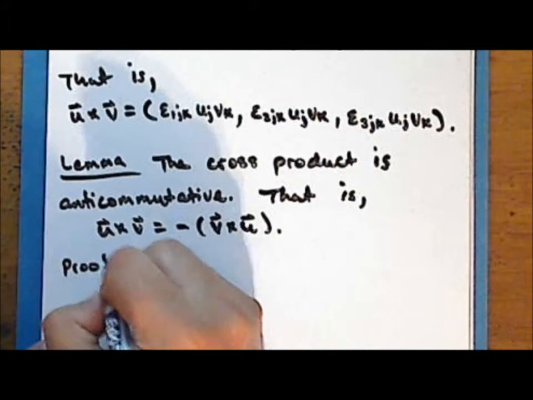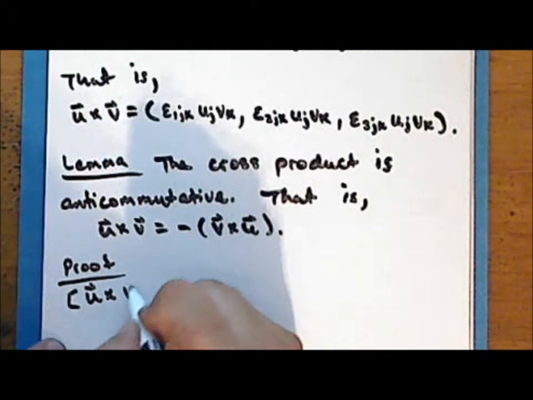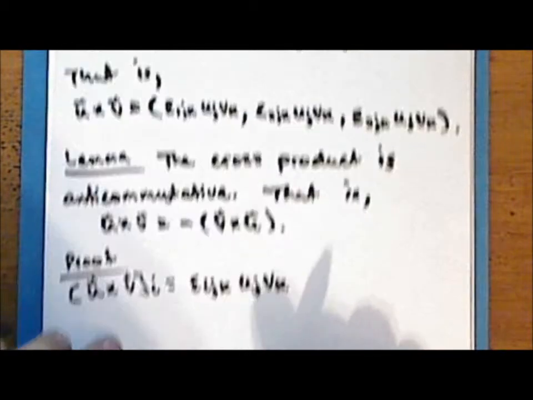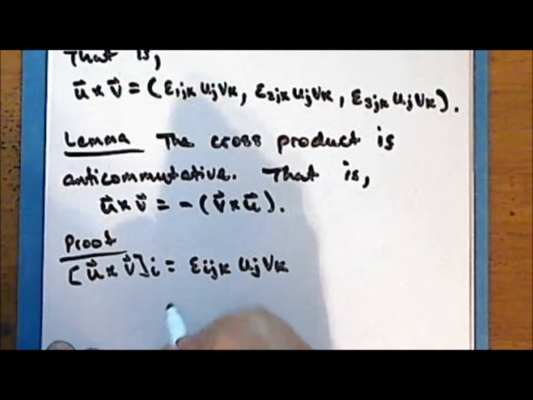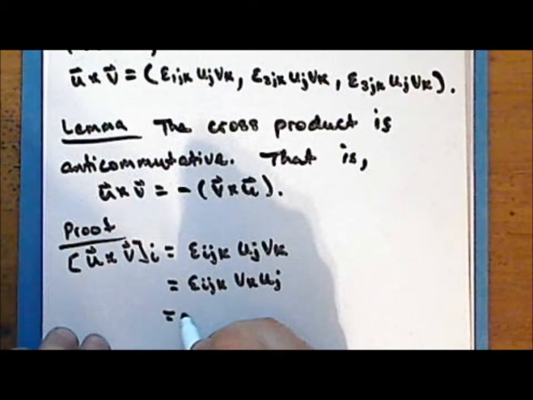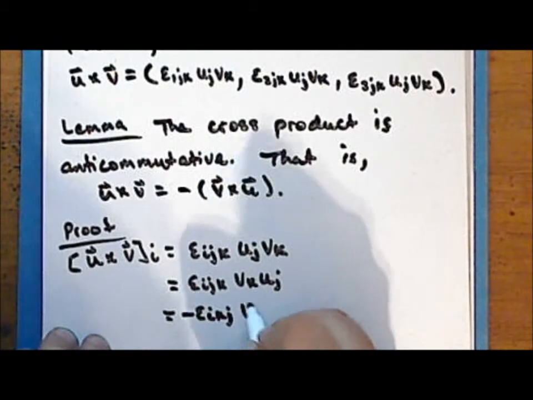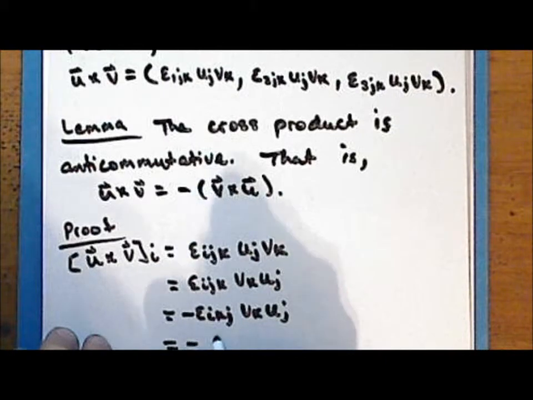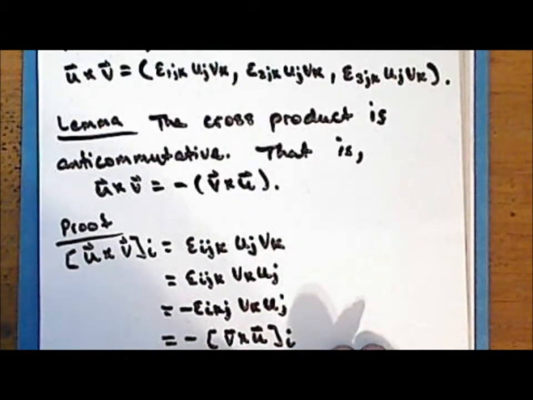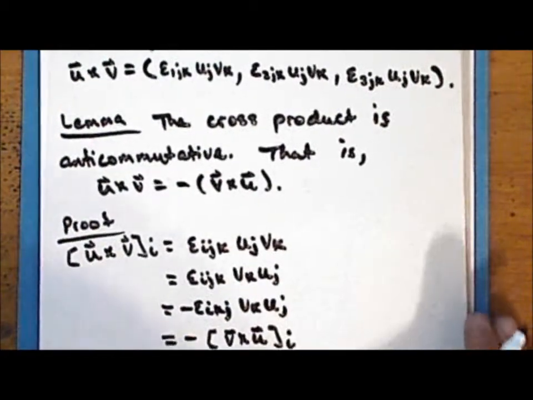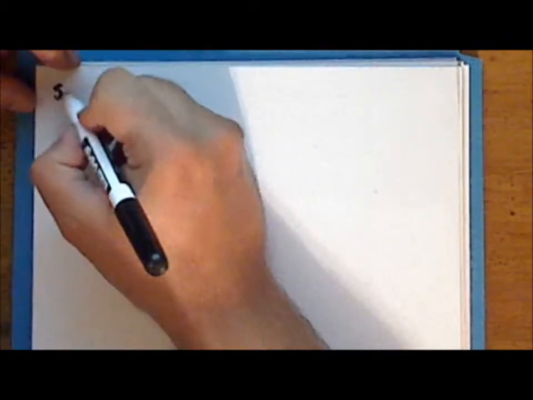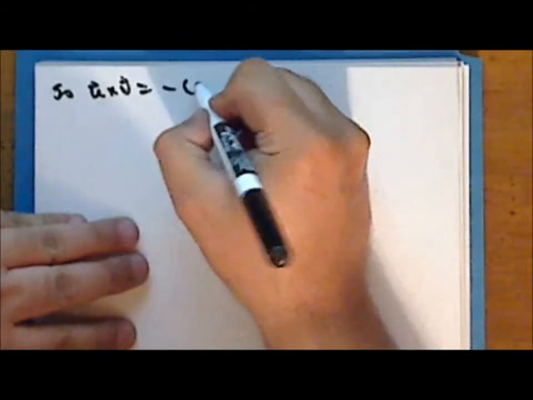So proof. Once again, the ith component of U cross V is epsilon sub ijk U sub j times V sub k. Now the components U sub j and V sub k are scalars, and so they commute, and so we have epsilon sub ijk V sub k times U sub j, and this is the negative of epsilon sub ikj V sub k U sub j, and this is the negative of the ith component of V cross U. And so the ith component of V cross U is the negative of the corresponding component of U cross V. And so indeed, U cross V is the negative of V cross U.